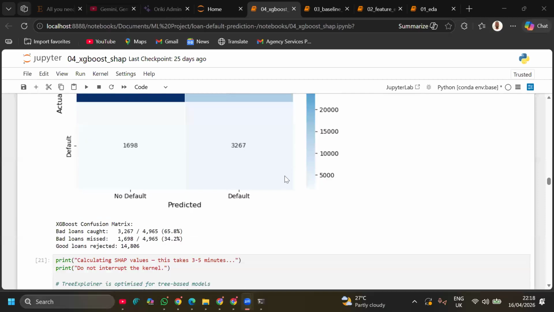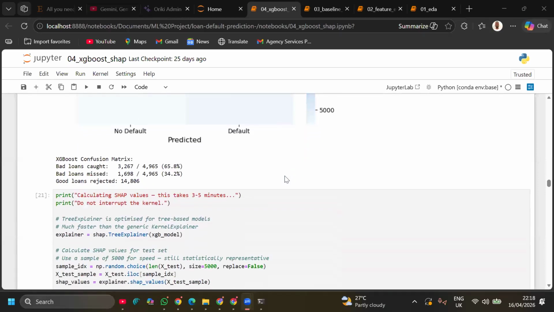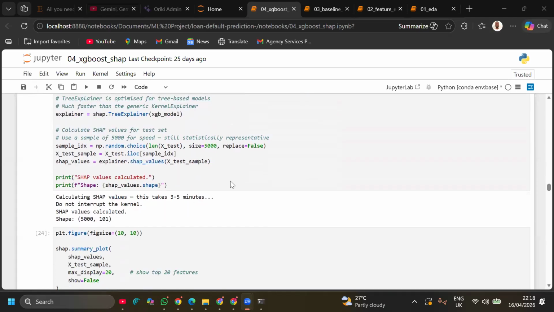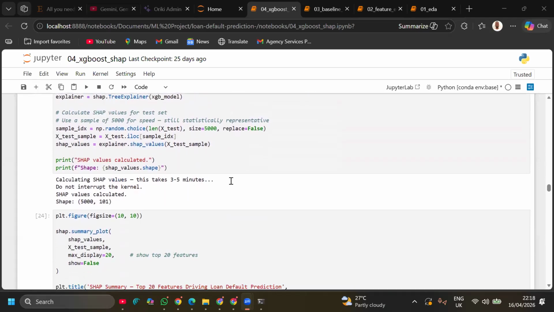Then coming down to the confusion matrix, we can see that it actually catches 65% of bad loans, and it means 34.2% of the bad loans are missed. Just like I said earlier, depending on the bank standard, if they feel that missing 34.2% would not have an adverse effect on their profitability, they can tone it down or leave it that same way.